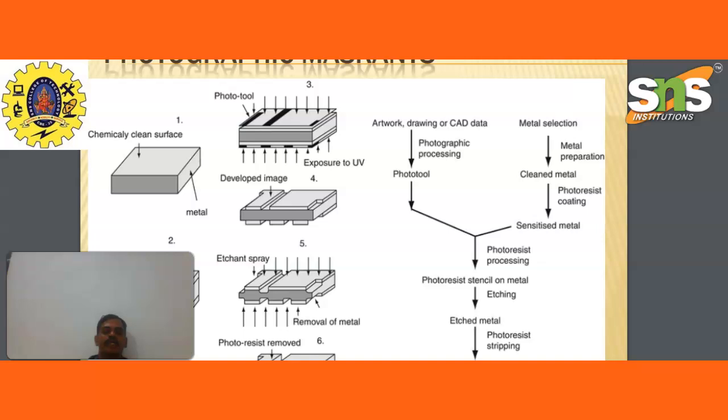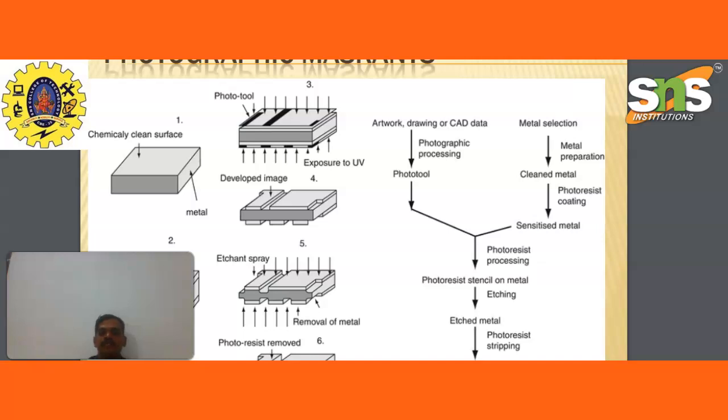As per the CAD data, the drawings are made by CAD software, and the applying procedures and methods are usually mentioned in 3D diagrams. Drawing or CAD data, photo tools, and photoresist stencil on the metal, etching, etched metal, then photoresist stripping. Finally, we get the finished product.